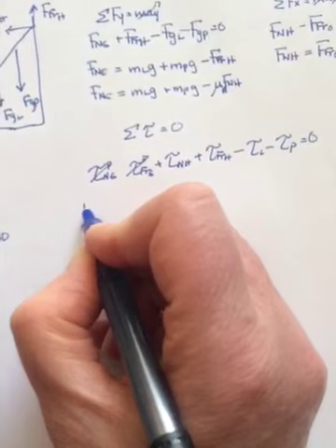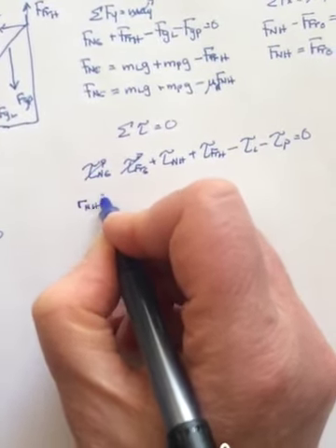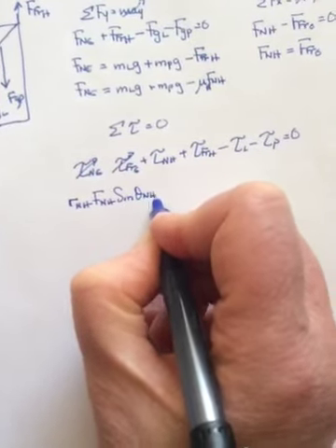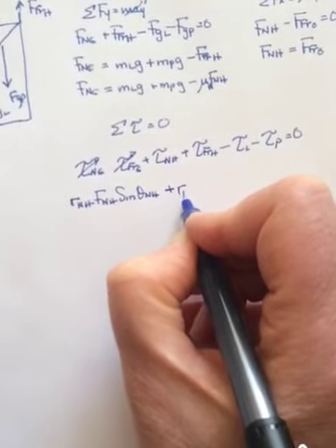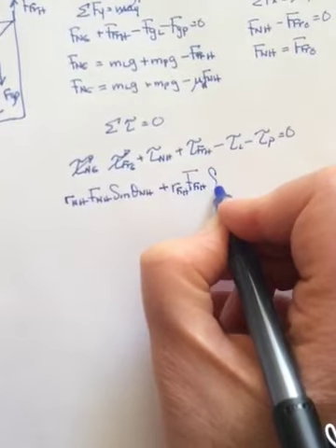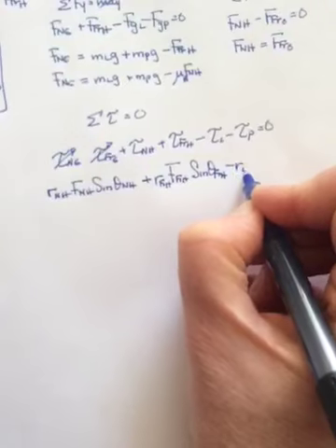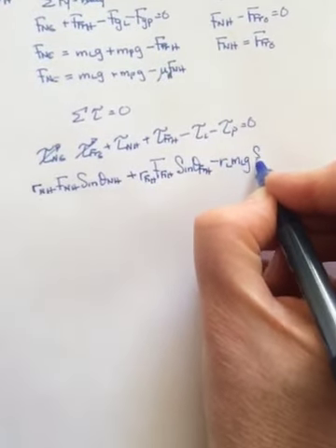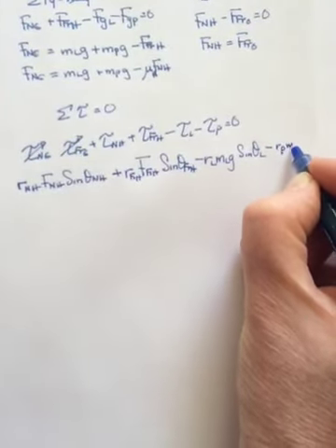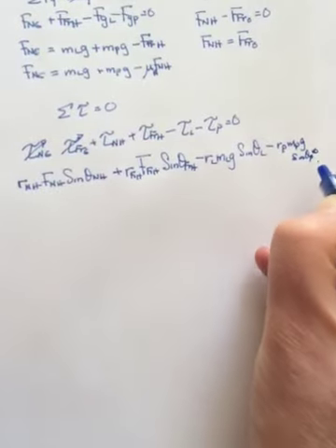Okay, so stop. And then if you restart, so it'll be R normal of the house, F normal of the house, sine theta normal of the house, plus R friction of the house, F friction of the house, sine theta friction of the house, minus R of the ladder, M of the ladder, G, sine theta of the ladder, minus R of the person, M of the person, G, sine theta of the person equals 0.